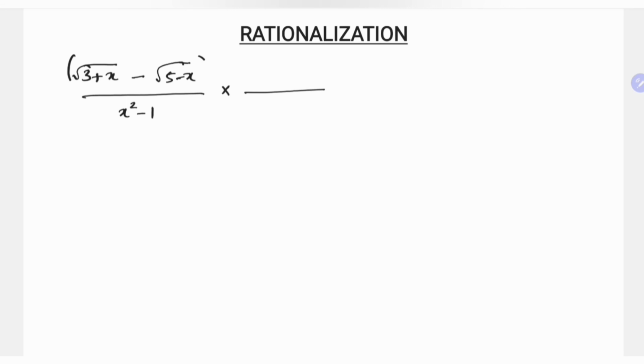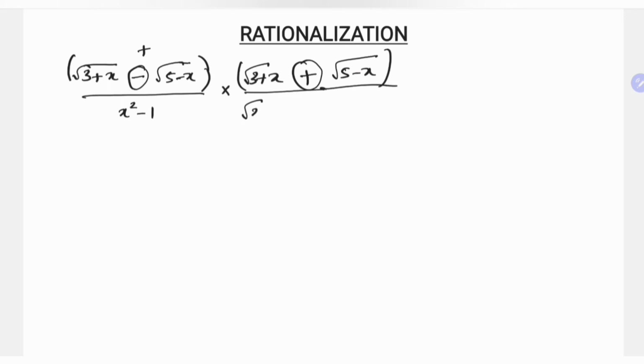That is this one, right? We'll take this expression as is, and instead of minus, we are going to put plus. So basically, it's going to be root 3 plus x plus, notice this, plus root 5 minus x. We are going to multiply and divide with the same expression. And then we multiply and the equation gets simplified.